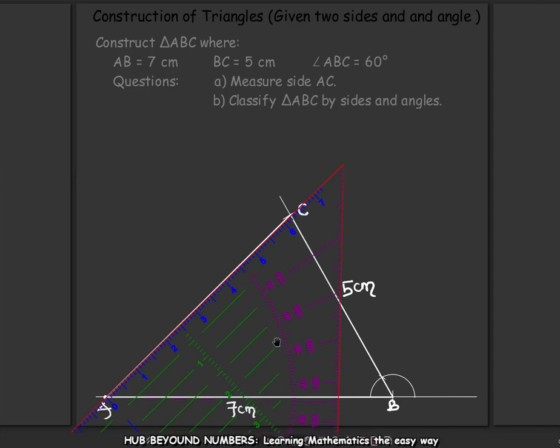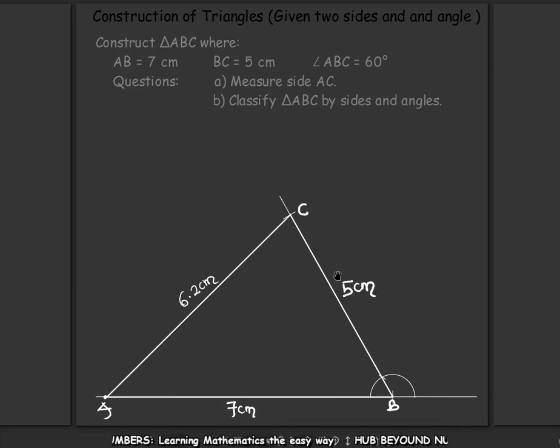The last part of the question says you have to classify the triangle by its sides. Looking at these sides over here, since they are all not the same, and no two of them are the same, we are going to say it's a scalene triangle. It is a scalene triangle.